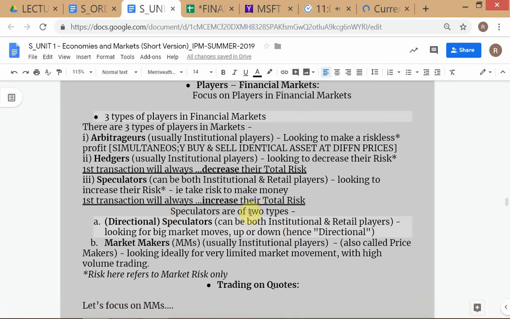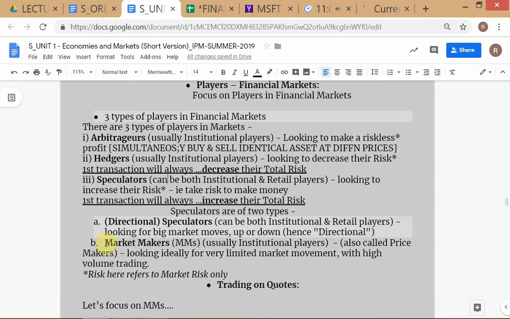We still have time, we're going to cover that. So is everyone clear? I'm calling these directional speculators the guys who buy and sell, the typical asset manager, your HDFC mutual fund, buying shares, making a bet on shares. It's all directional speculation, because in order for them to make money, there needs to be a big directional move, either going up or down.